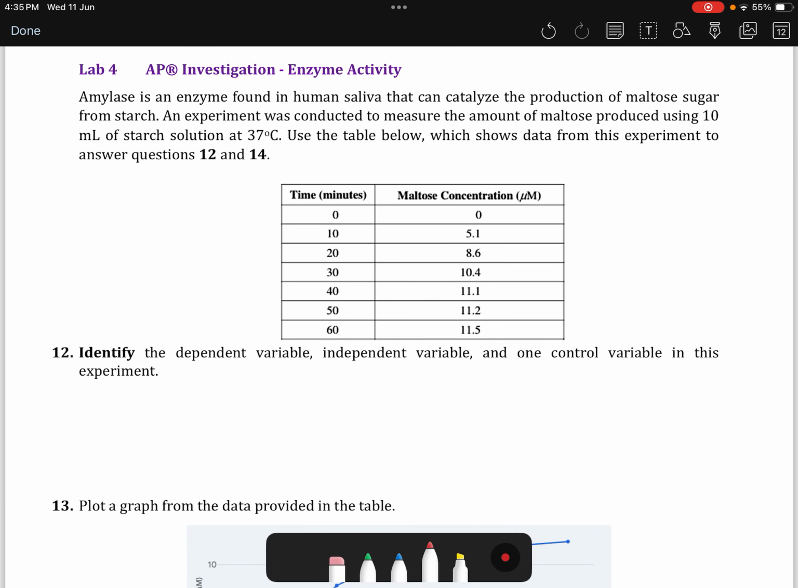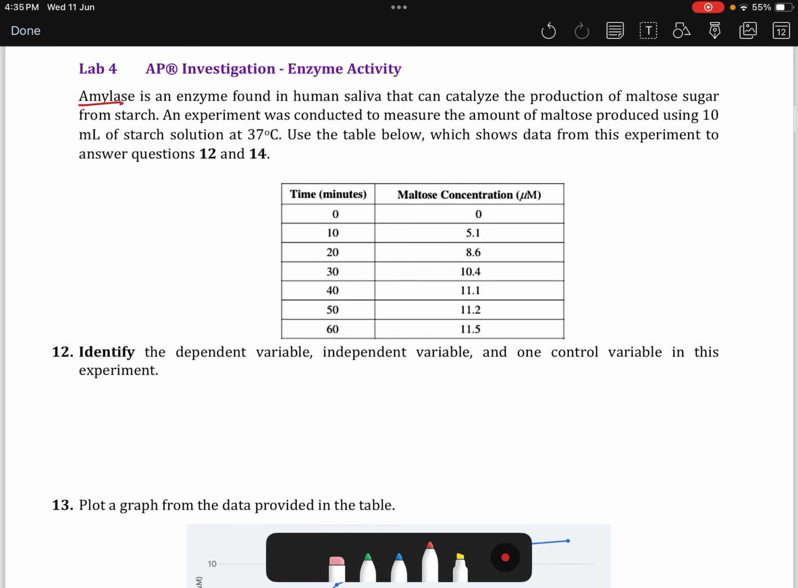Lab 4, enzyme activity. Amylase is an enzyme found in human saliva that can catalyze the production of maltose sugar from starch. So if you have starch, it can be converted into maltose with the help of amylase. So amylase is an enzyme. So who is the enzyme?